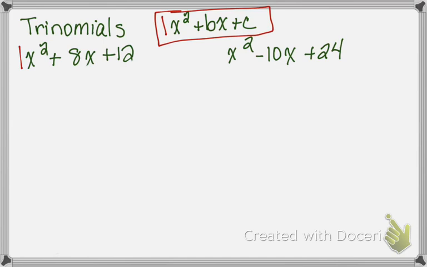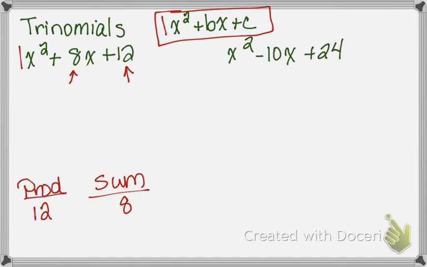So keep that in mind. What we're going to do in order to factor this trinomial is we have to identify a product and we have to identify a sum. Now, our product is this C value right there. That is our product. So our product for this one is 12. My sum for this one is my B value. So that sum is 8.